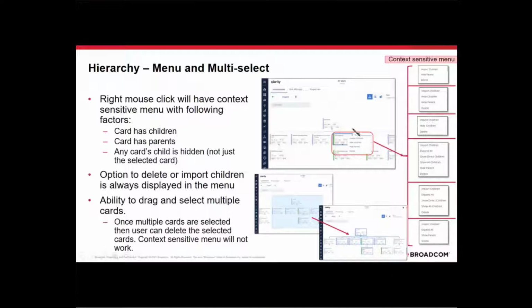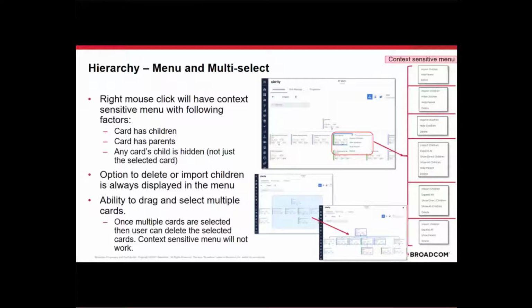So if I am in this example at the very top and I do a right mouse click, I will see the option to either hide my children or import additional children. If I am in the middle somewhere and I do a right mouse click, I'll see the option to import children, hide my children because this one has children underneath it, or hide my parent because this has a parent above it, or I can just delete this one itself. The option for delete or import is always displayed in the context-sensitive menu.